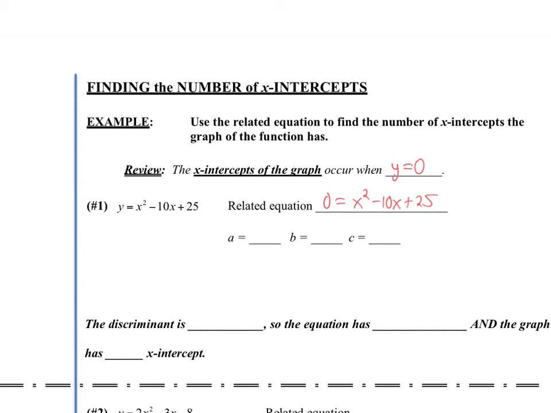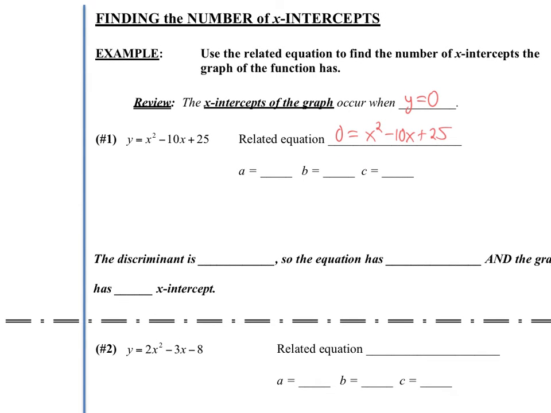Okay? So why don't you see if you can find your a, b, and c and figure out what kind of discriminant or solution you have there. Okay, what's our a, b, and c? Well, a is 1, b is negative 10, and c is 25. So we're going to plug into b squared minus 4ac. So b squared is negative 10 squared minus 4 times a is 1 and c is 25.